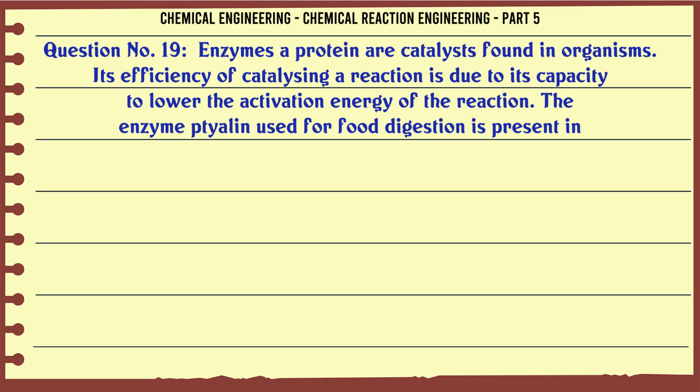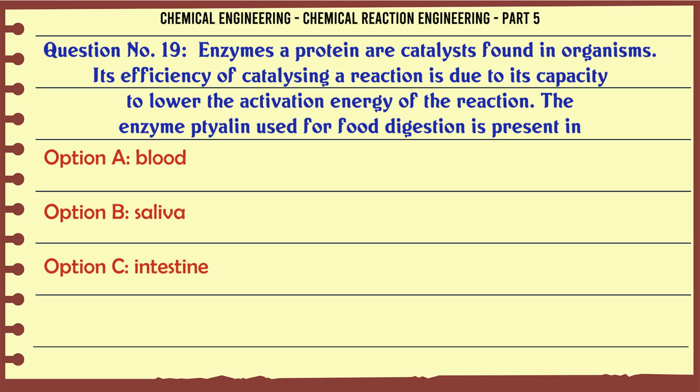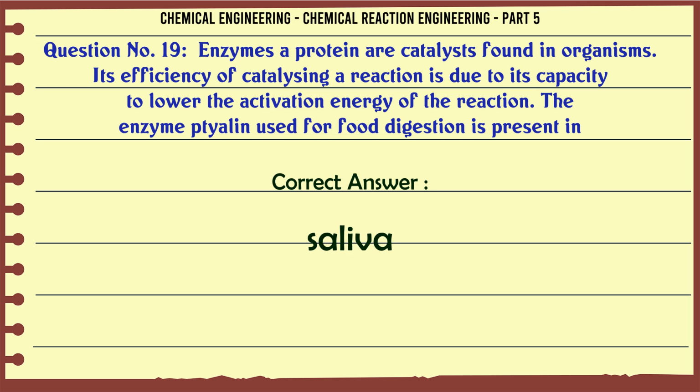Enzymes, a protein, are catalysts found in organisms. Their efficiency of catalyzing a reaction is due to their capacity to lower the activation energy of the reaction. The enzyme ptyalin used for food digestion is present in: A. Blood. B. Saliva. C. Intestine. D. Gland. The correct answer is saliva.